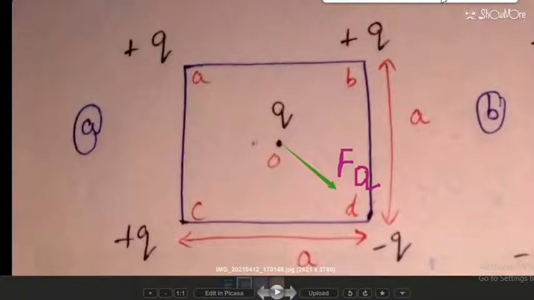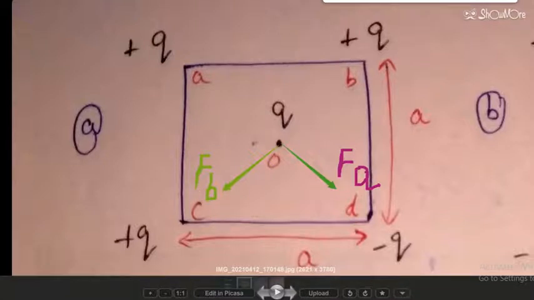Now the second force. This charge B is also a positive charge, so it will repel this positive charge which is placed at O. The direction will be this one. The charge placed at B will repel the charge placed at the center, and this force is FB, because this is due to the charge placed at B.